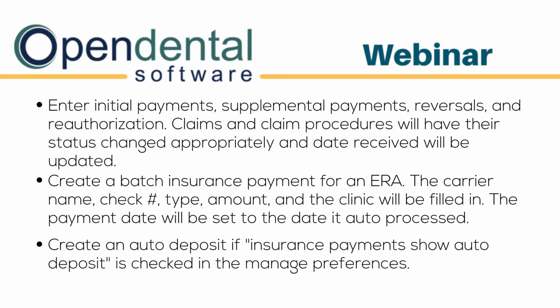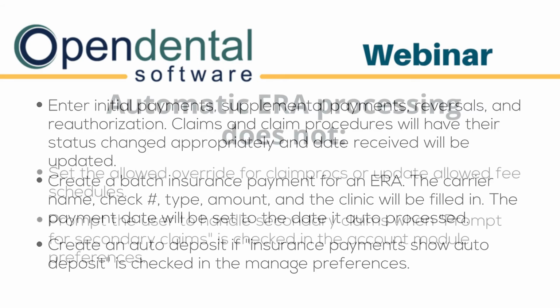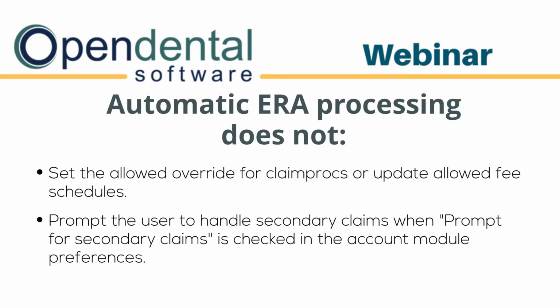It'll also create an auto deposit if the preference insurance payments show auto deposit is checked in the manage module preferences. Now, there are some things that automatic ERA processing does not do. For example, it is not going to set the allowed override for claim procs or update the allowed fee schedules. And it's also not going to prompt the user to handle the secondary claims when you have the prompt for secondary claims checked in the account module preferences.